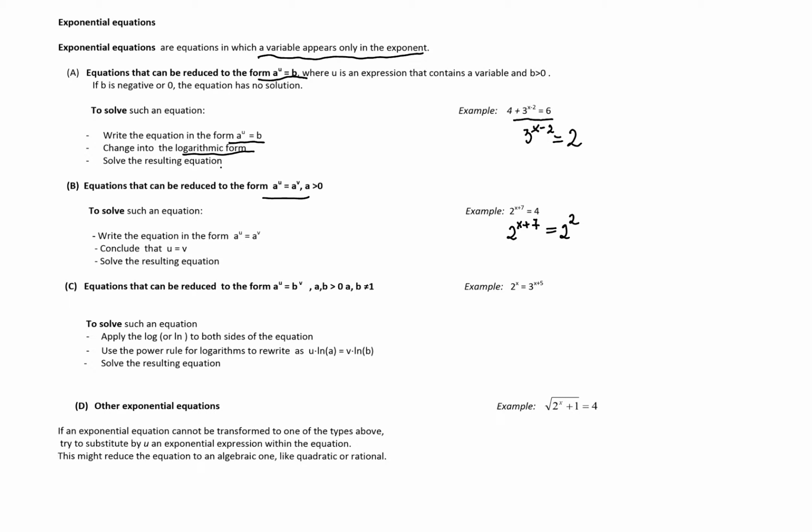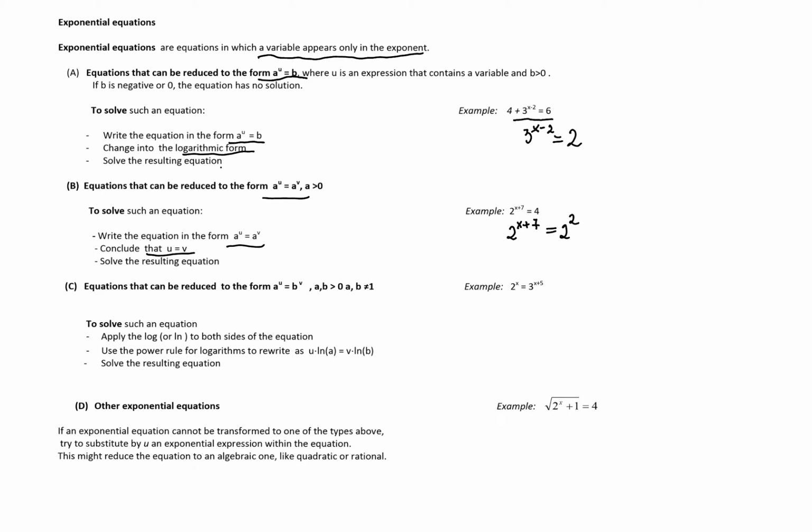To solve such an equation, once we have it in the correct form, we'll use the one-to-one property of exponential functions that says that if the values of the exponentials are the same, then the values of the inputs, or the powers of those exponentials, have to be the same. So we conclude that u is equal to v and we'll solve the resulting equation.